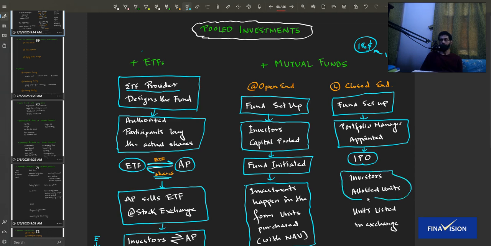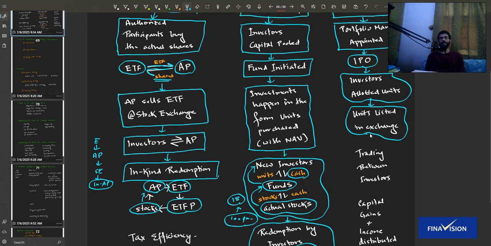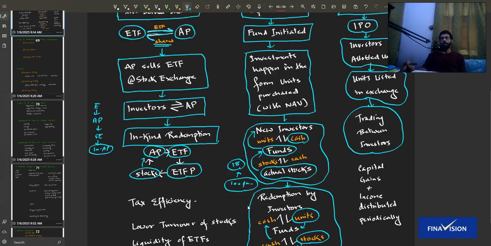Now, in this initial public offering, investors are allotted units in exchange for their investments, and these units get listed in the exchange thereafter. Now, once the listing has happened, trading can take place in the secondary market between investors, right? Just like stocks. Here also the same thing is happening. But one thing which is slightly different here is capital gains and income distribution happens periodically. So whatever earnings happen through dividends, etc., are given back, and whatever capital gains is earned through selling of stocks is also distributed back to the investors.